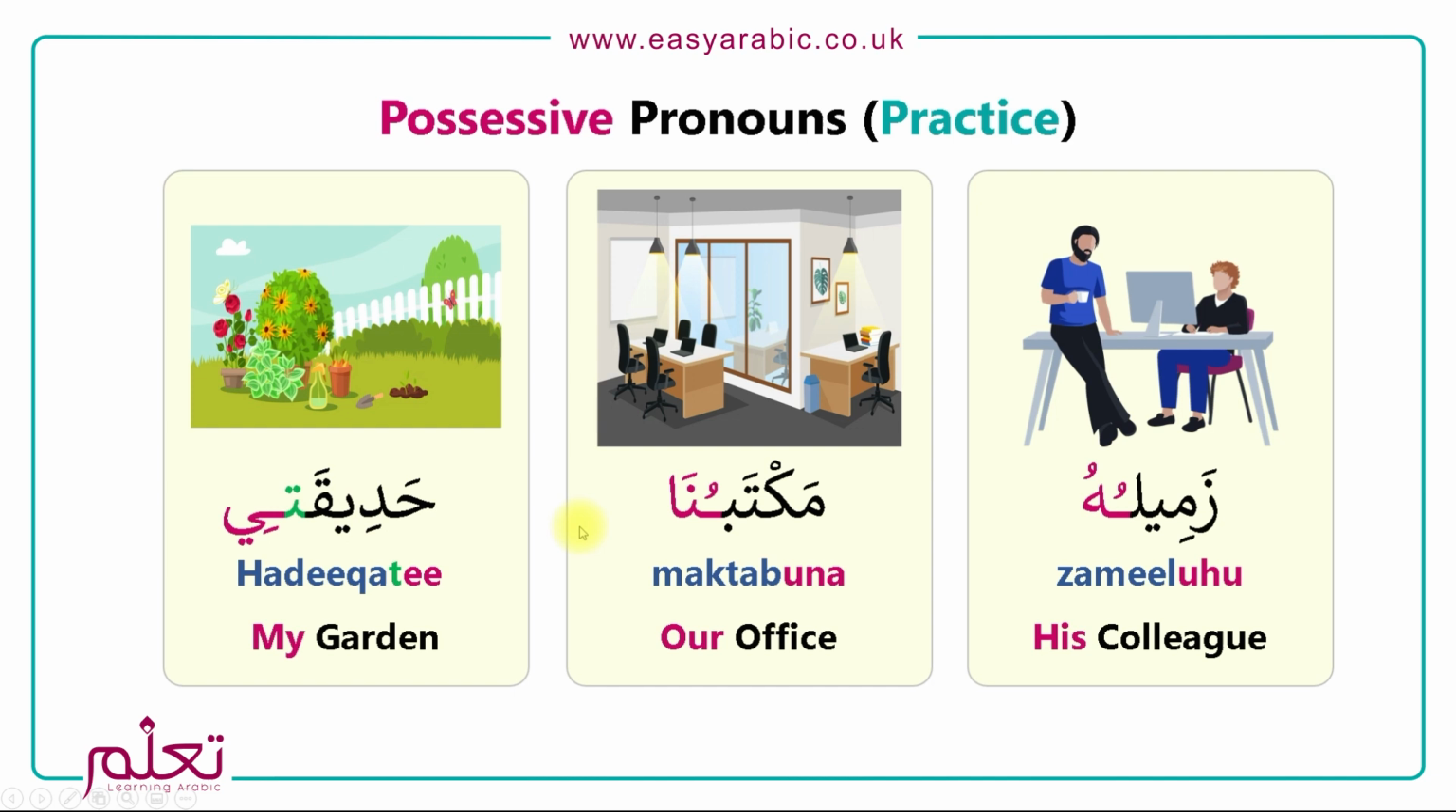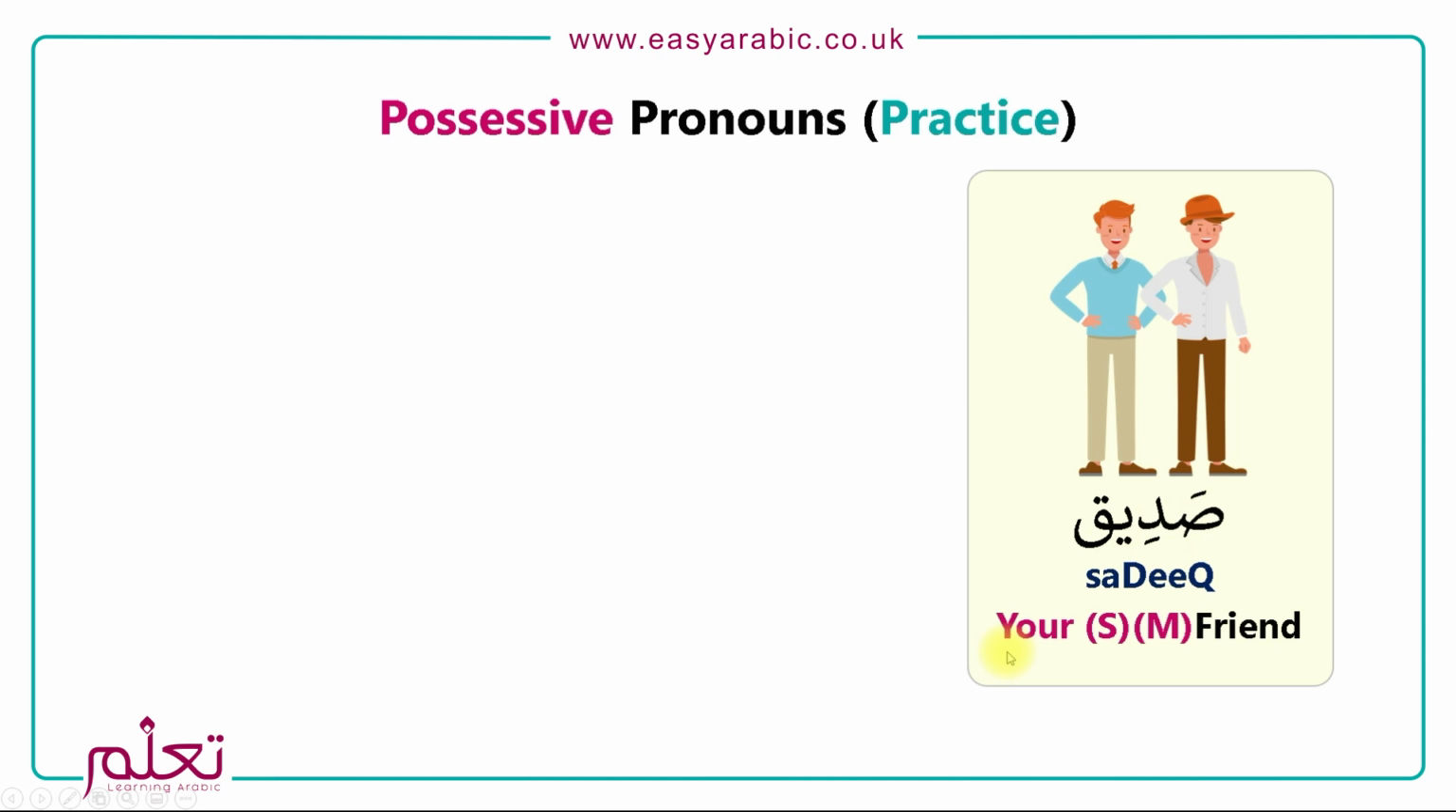So here, sadiq is a friend. So I say your singular masculine friend. Here, we're going to say we had to add a suffix of kaf at the end. It becomes sadiquka, your friend.